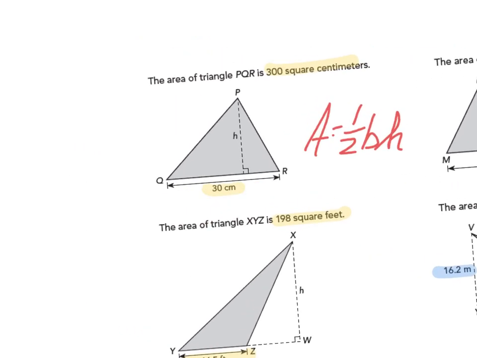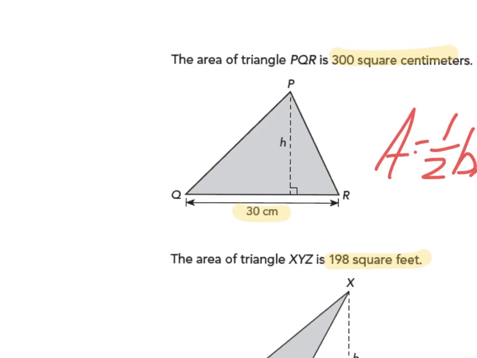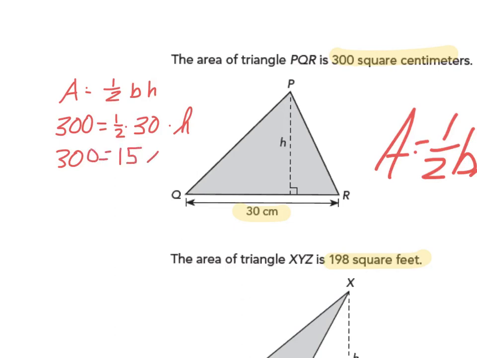Okay, for this first one, I know that the area is equal to 1/2 of the base times the height. Looks like the area is 300 is equal to 1/2. It looks like the base is 30. The height is not given. 300 is equal to 15 times the height. And if I divide both sides by 15, I'll see that the height here is 20 centimeters.